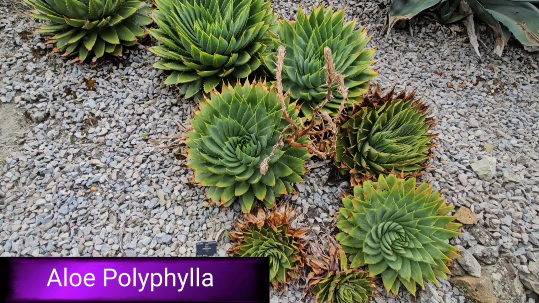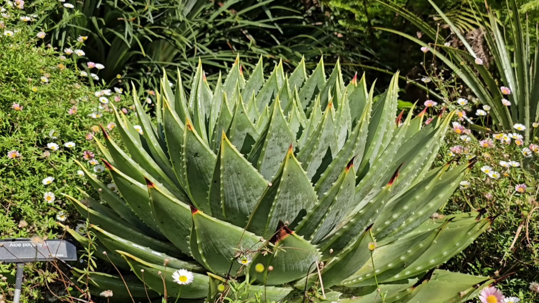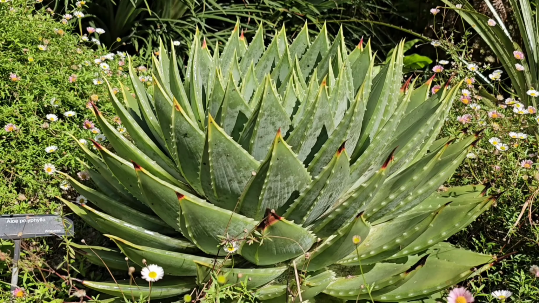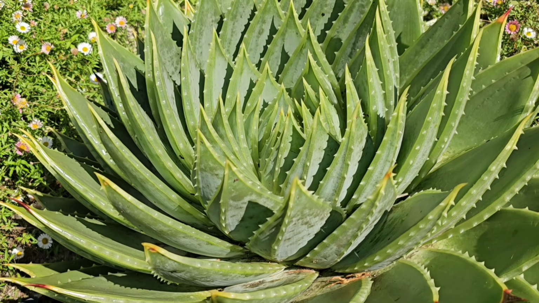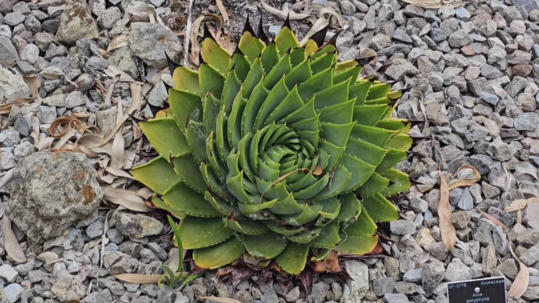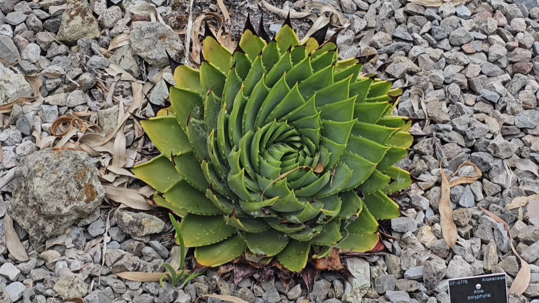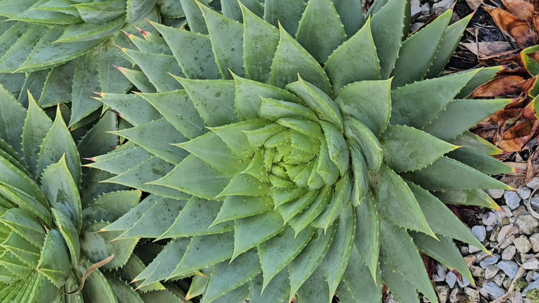Aloe polyphylla, or the spiral aloe, is a visual marvel. Native to Lesotho, it forms perfect spirals with 150 leaves arranged clockwise or counterclockwise. It's endangered in the wild and notoriously difficult to grow, needing cool temperatures and excellent drainage. But when thriving, it's unforgettable.